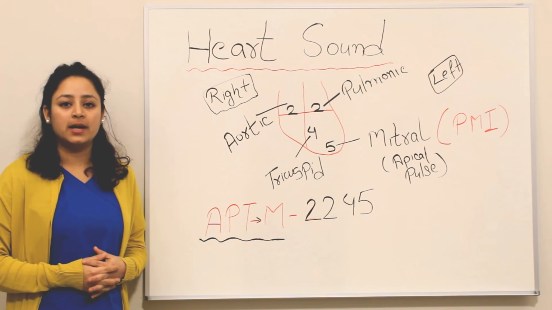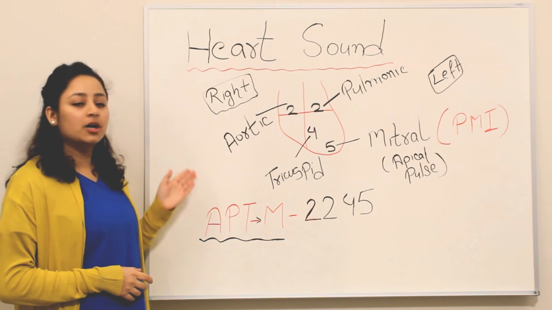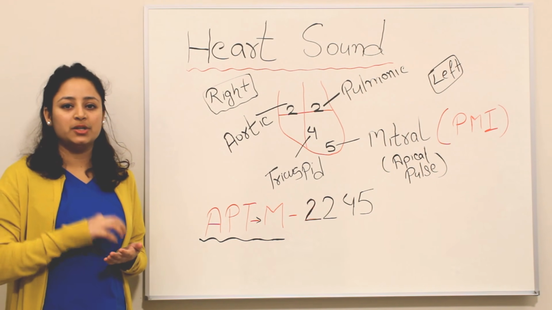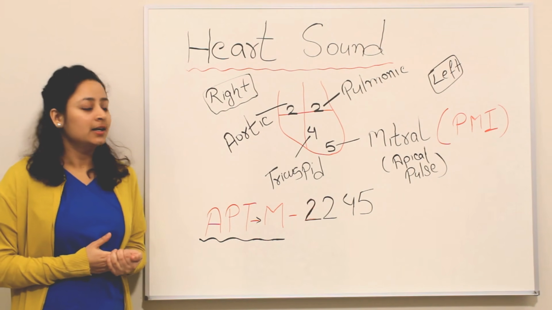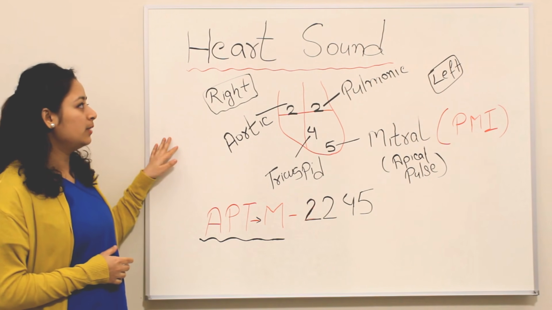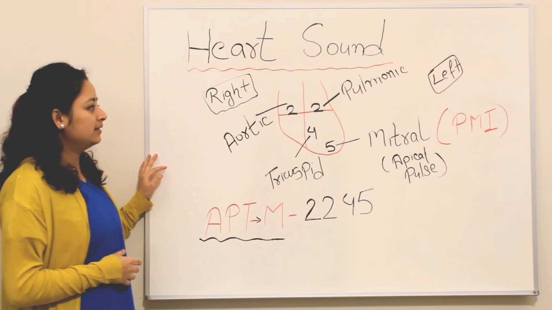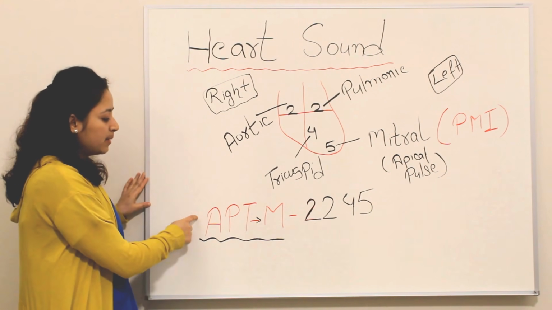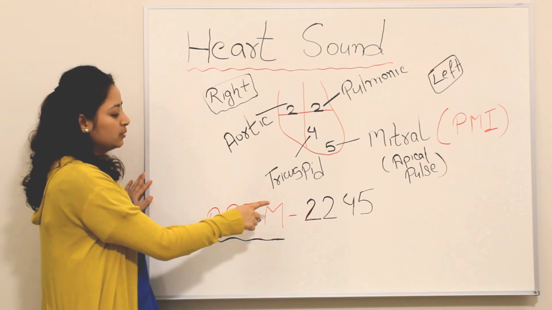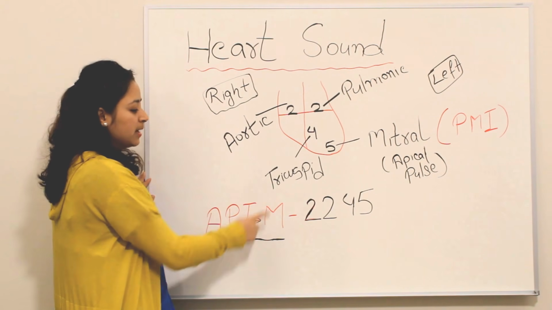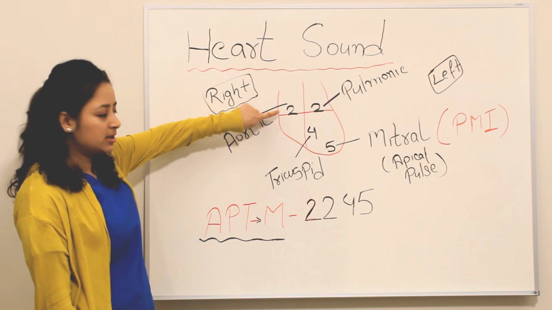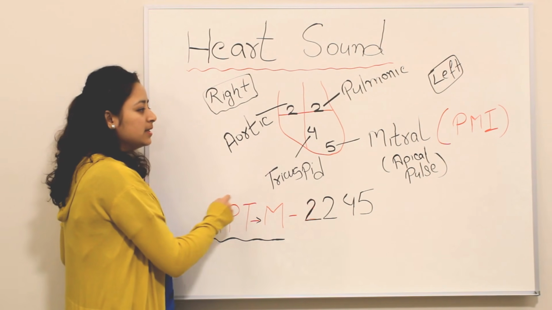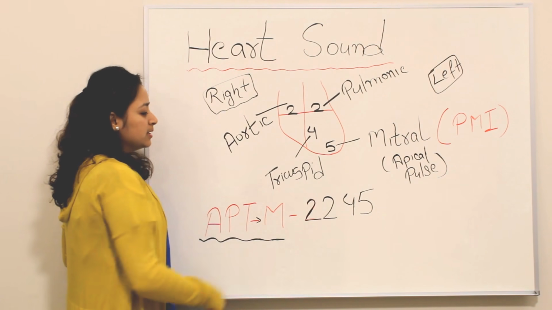Another important format for NCLEX style questions would be the hotspot question, where they give us a picture and we have to locate a certain area on the picture based on what the question is asking. So this is one of the examples where we have the areas of heart sound auscultation, and these are the aortic, pulmonic, tricuspid and the mitral valve. We can remember this by APT M, 2245. So aortic, pulmonic, tricuspid and mitral, and this is the right second intercostal space, this is the left second intercostal space, and tricuspid is in the fourth intercostal space, and mitral valve is in the fifth intercostal space.